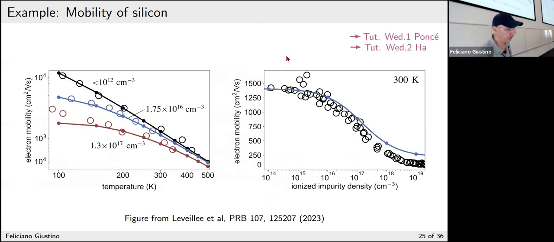And at this point, what one can also do is to see how impurities contribute to this effect, because semiconductors are not all pure materials. And this is an example of mobility versus the density of defects in the system. And again, circles are experiment, and the lines are the theory. So this will be covered in tutorials by Samuel Ponce on Wednesday, also by Viet and Ha also on Wednesday, okay? So you will see all of these things firsthand.